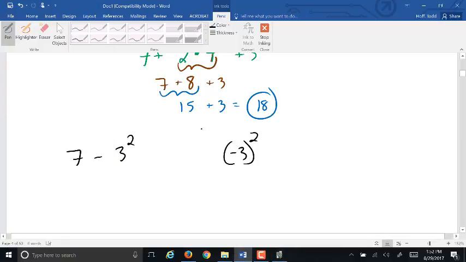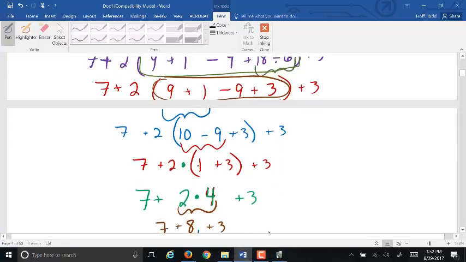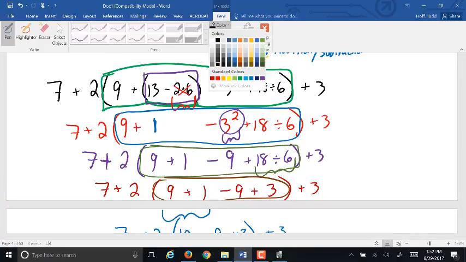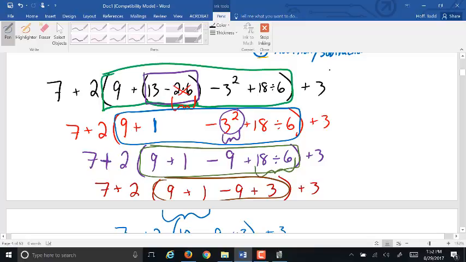Some people will have you change it. In this case, I probably wouldn't recommend it. But some math teachers would have you change that then to plus a negative 9 like that. But once we talk about negatives, we'll get into that as well. Were there any other questions? Okay.